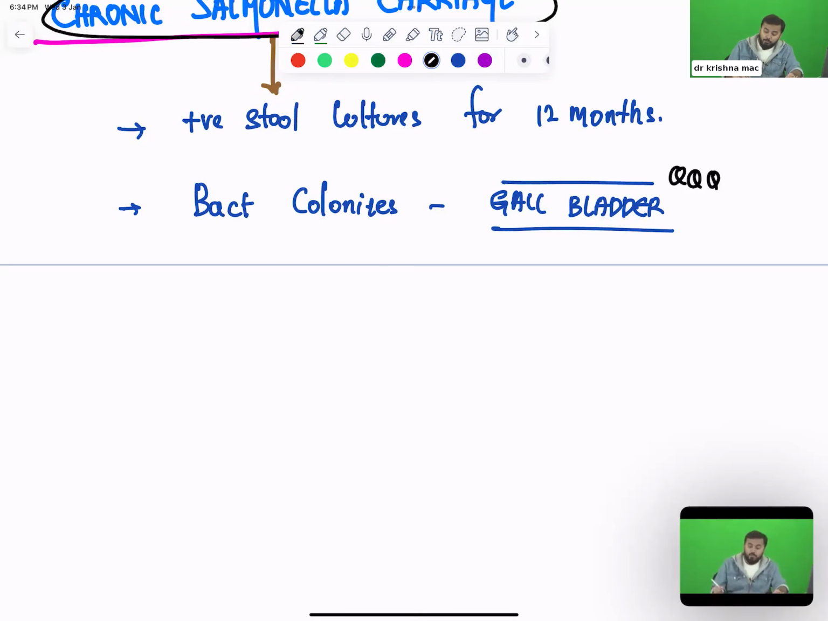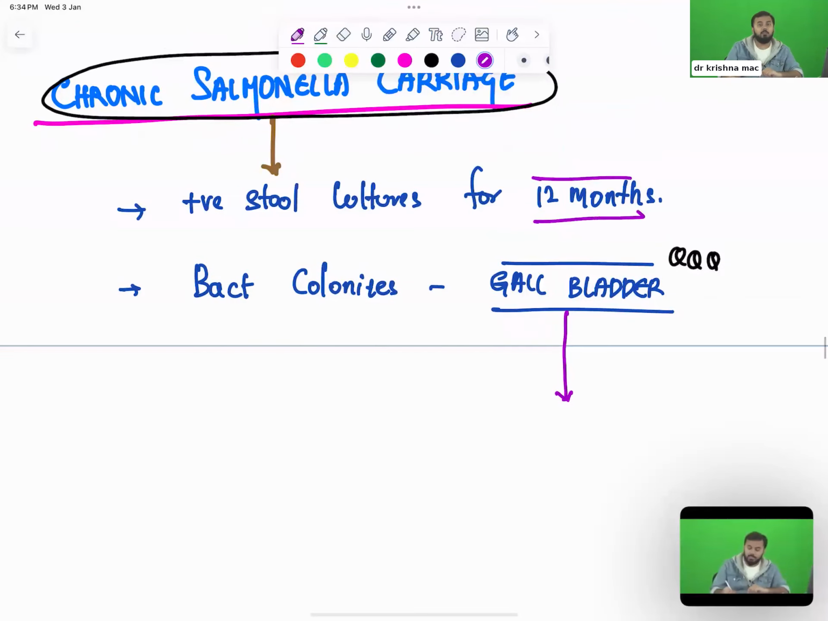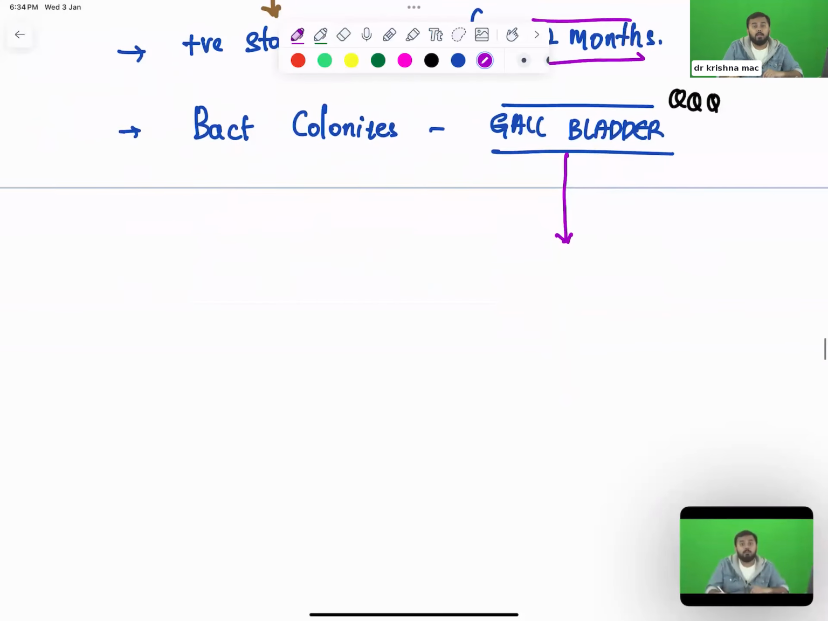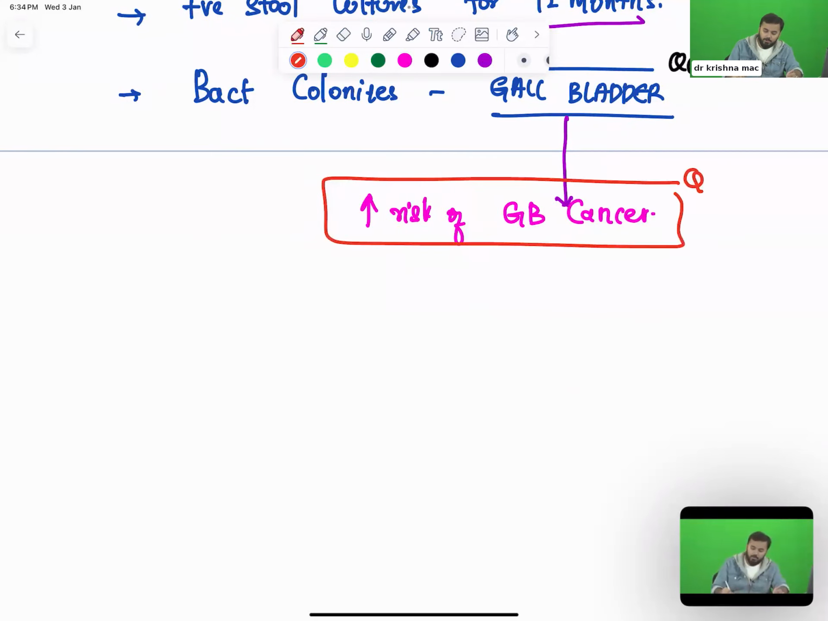Now, if bacteria is staying in the gallbladder for a longer time, almost 12 months, 1 year, don't you think anything can happen to the gallbladder? What will happen? When this bacteria is staying in the gallbladder for a long time, there is always an increased risk of what? Increased risk of gallbladder cancer. Very, very, very important. Okay?